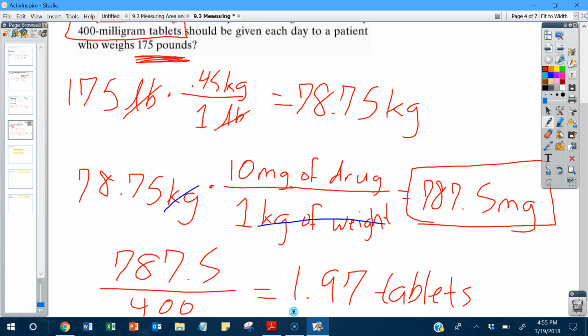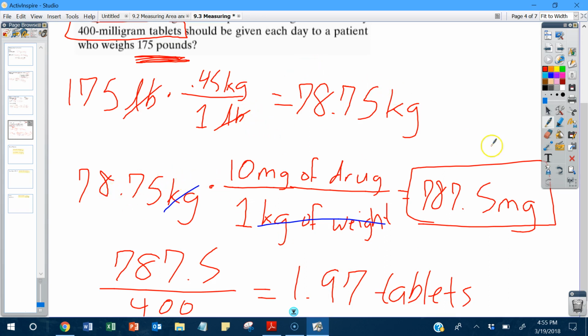So I don't know how concentrated this is. If you want to round it up to 2 tablets, you're a pharmacist, you know what you're doing, you can do that. But anyway, this is a little more precise. This is how many tablets that person needs to take a day, almost 2. If it's not that big of a deal, maybe just take 2 tablets a day.